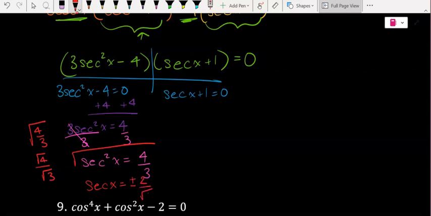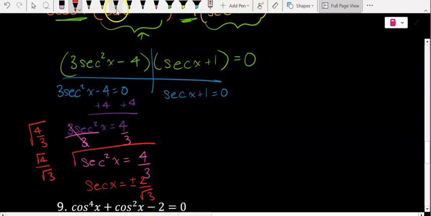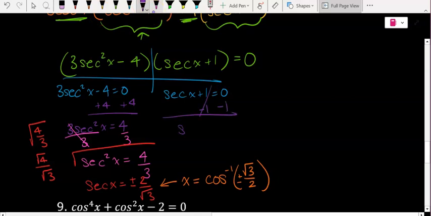So what I'm looking for when I do my inverse is, I want to know when does x equal, for my cosine, square root 3 over 2, both positive and negative. Okay? And then I'm going to do this one over here. So I've got secant x plus 1. I'm just going to subtract 1 from both sides. And so that gets me secant x equals negative 1.